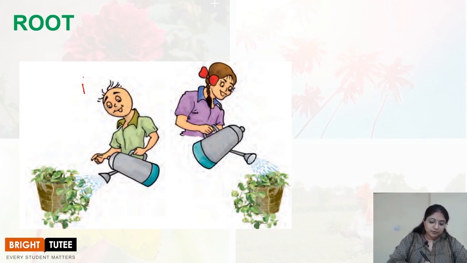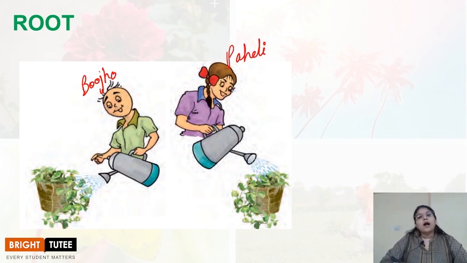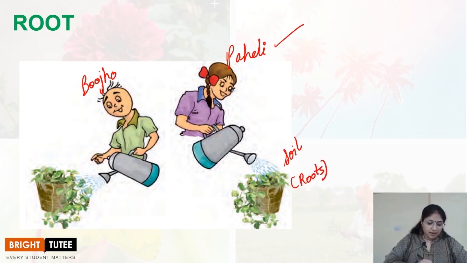Now you can see that Bujo is watering the plant as well as Paheli is also watering the plant. Now if you look at both of them, who do you think is watering the plant correctly? So you will say that, ma'am, Paheli is watering the plant properly. Why is that? Because as you can see, Bujo is watering the leaves, whereas Paheli is watering the soil. And we know that roots are present in the soil, right? Whereas leaves do not require water in this way.